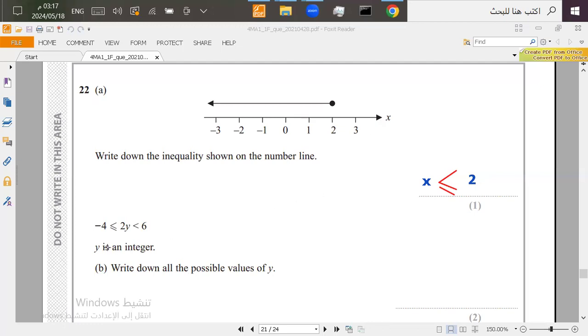Now, let's move on to the next question. Here we have another inequality: -4 < 2y ≤ 6, where y is an integer. Write down all the possible values of y. First, we have to solve the inequality before writing the values. To solve the inequality, let's take it here.